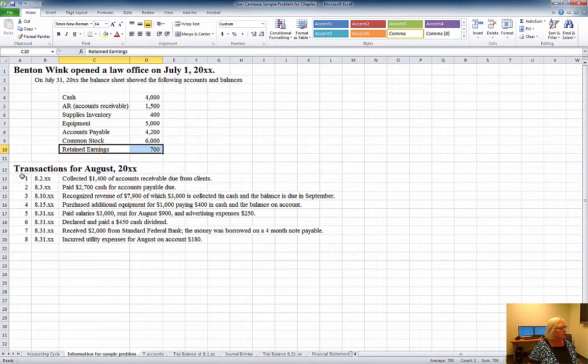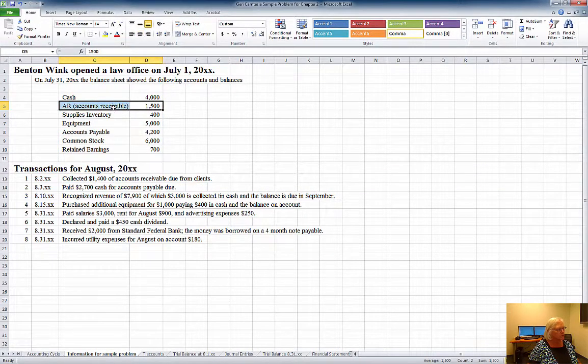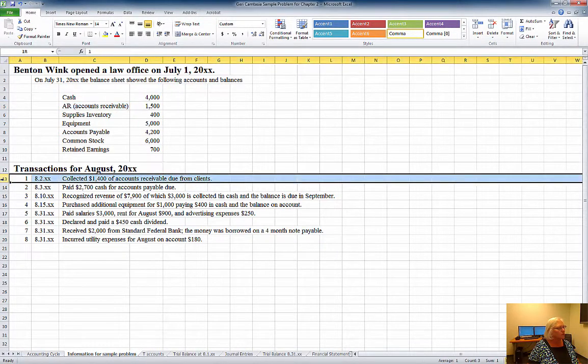All right, now we are going to look at our transactions. The first transaction is we collected $1,400 of accounts receivable that is due from clients. So what that means is that we see we have $1,500 up here of accounts receivable, and we have collected now $1,400 of it.